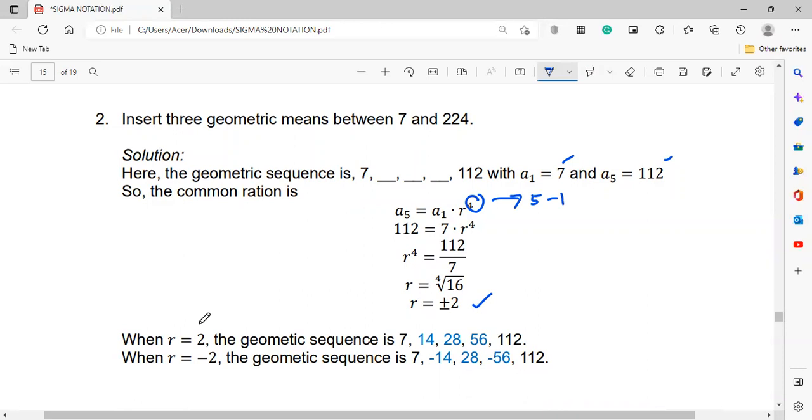So if we use positive 2, then we have 7 times 2 is 14, times 2 is 28, times 2 is 56, and then 112. If we use negative 2, we have 7 times negative 2 is negative 14, times negative 2 is 28, times negative 2 is negative 56, and 112.